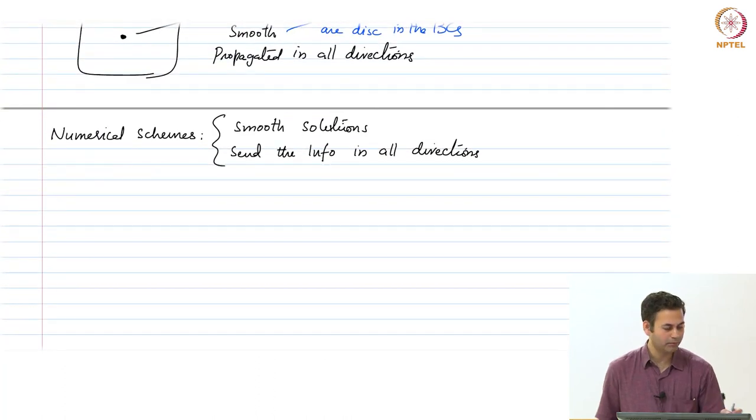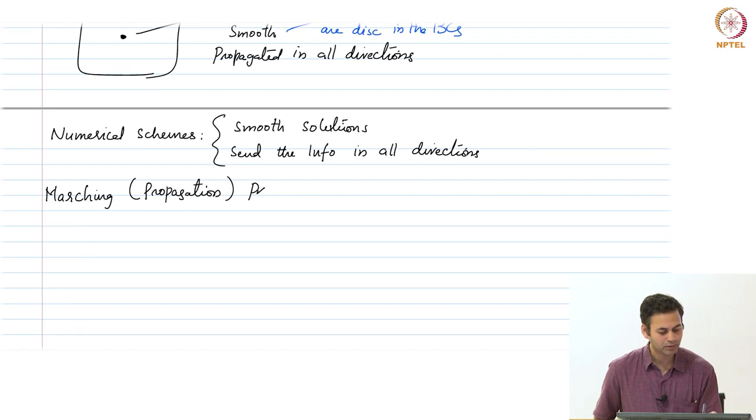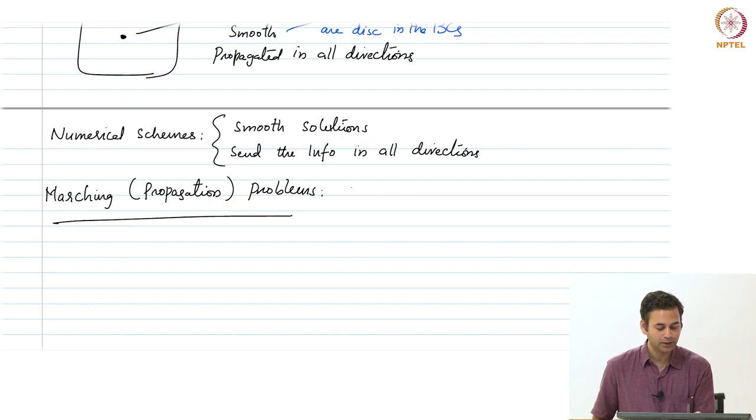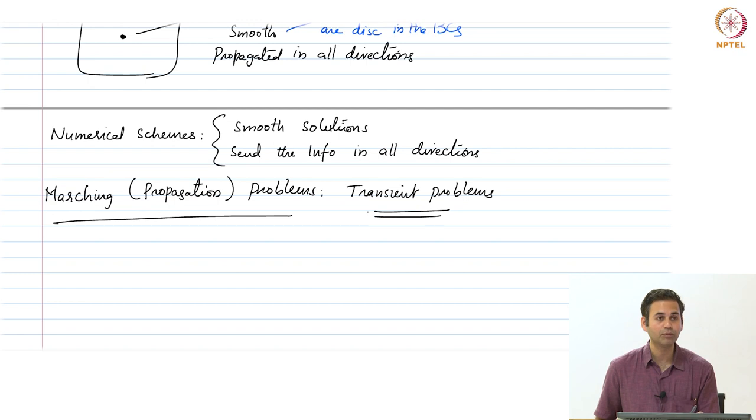Now, what about the marching problems? Marching or propagation problems? All the transient problems are considered as marching problems. So where we have an unsteady term, these are known as marching problems.